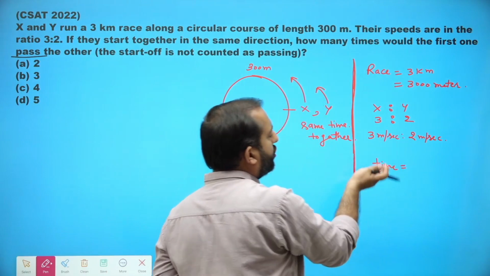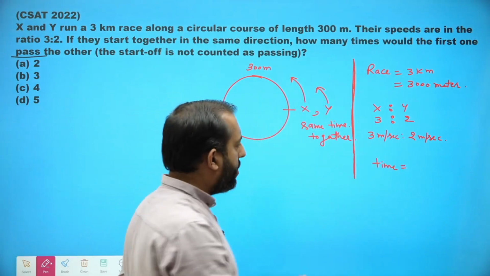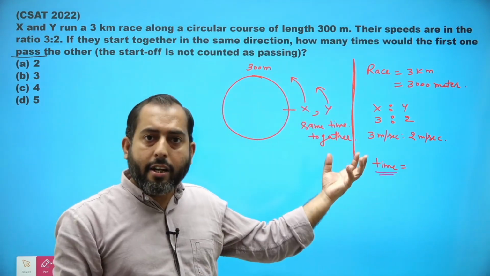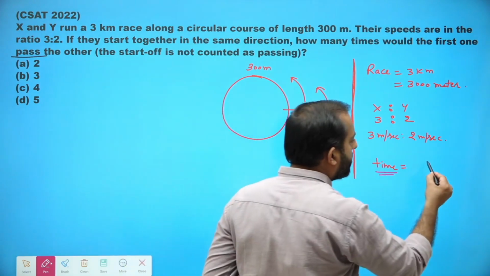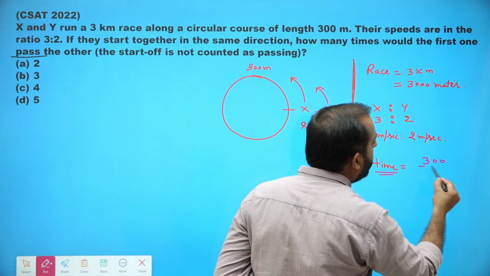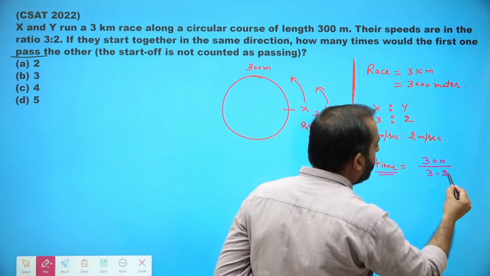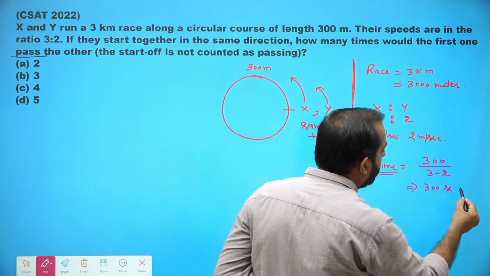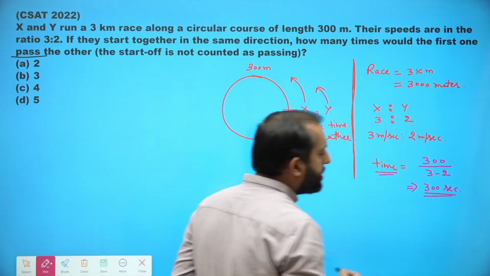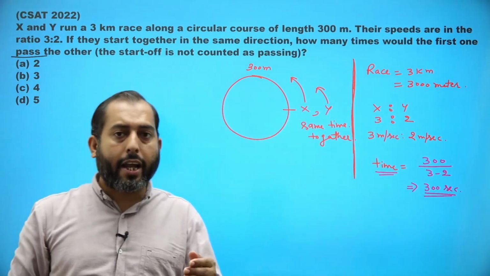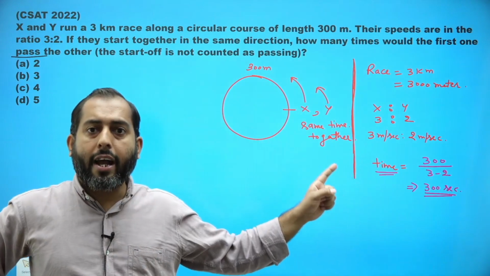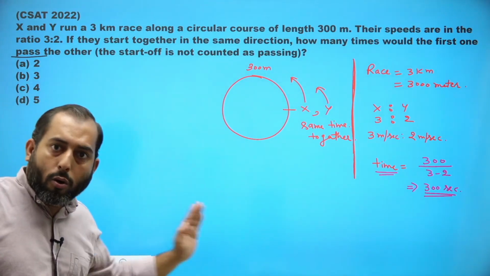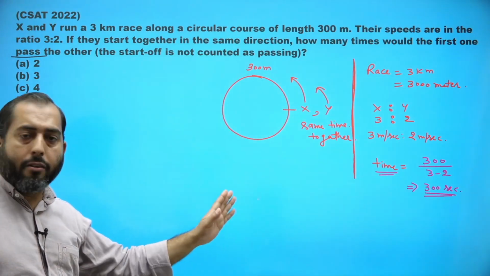Or we can solve this by using this ratio also. The time taken by X to cover this 300 meter extra will be equal to distance, which is 300, divided by their relative speed, which is 3 minus 2. That comes out to be equal to 300 seconds. So after every 300 seconds, X will overtake Y, and he will pass, or be overlapping, or be meeting Y.